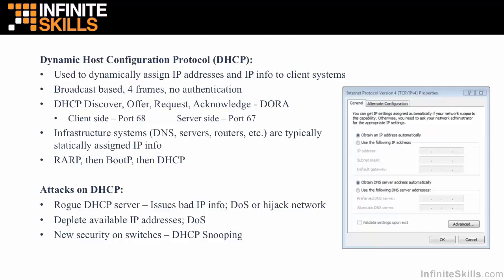In addition, the switch can also monitor each port, and if it sees multiple MAC addresses on a single port, it can be configured to deny additional DHCP requests. This will help us defend against the depletion of the available IP addresses on the DHCP server. So these are a handful of the attacks on DHCP and the new security that we can now add onto switches called DHCP snooping to help defend against these attacks on this vulnerable, unauthenticated protocol, DHCP.